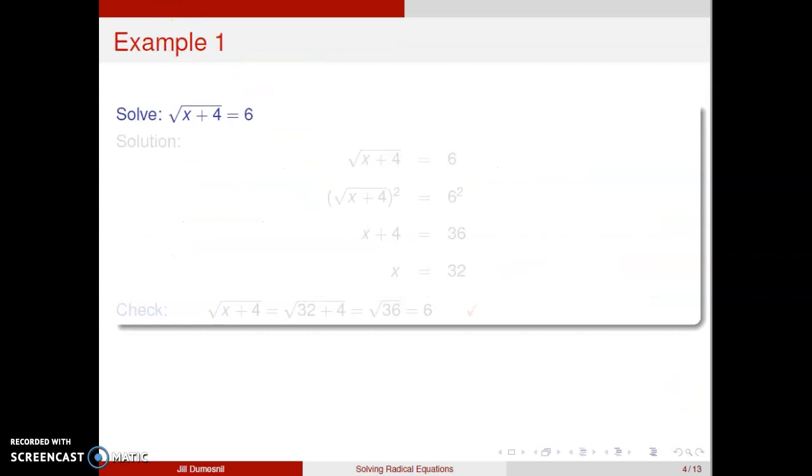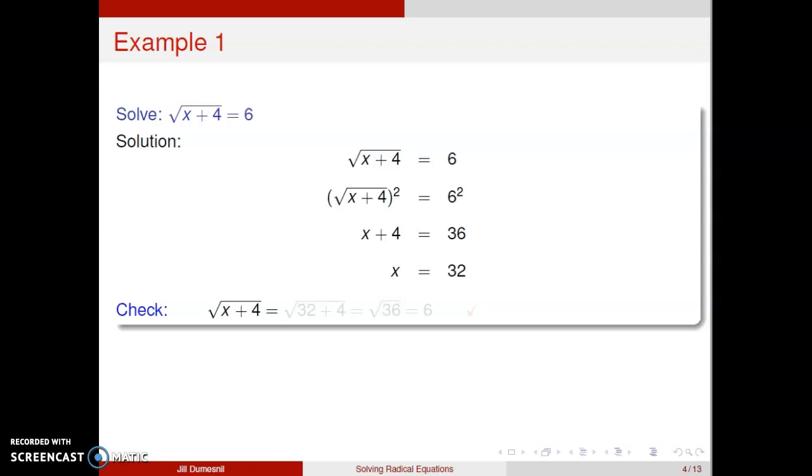Now let's solve the 5 example problems. First, solve the square root of the quantity x plus 4 equals 6. For our solution, we start with the given equation and notice that the radical expression is already isolated. We then square both sides of the equation to eliminate the square root. We get an equation without radicals and solve that equation using our prior techniques. Because we squared both sides of the original equation, it is essential that we check x equals 32 in the original equation.